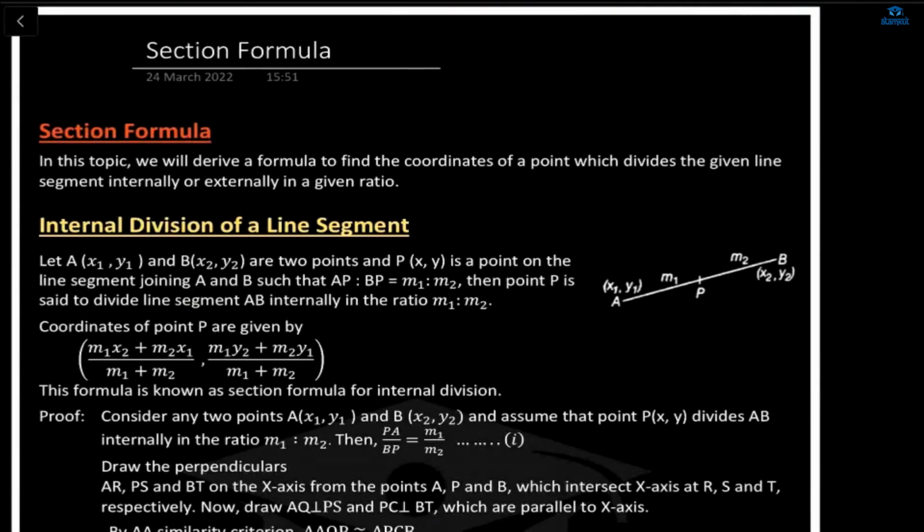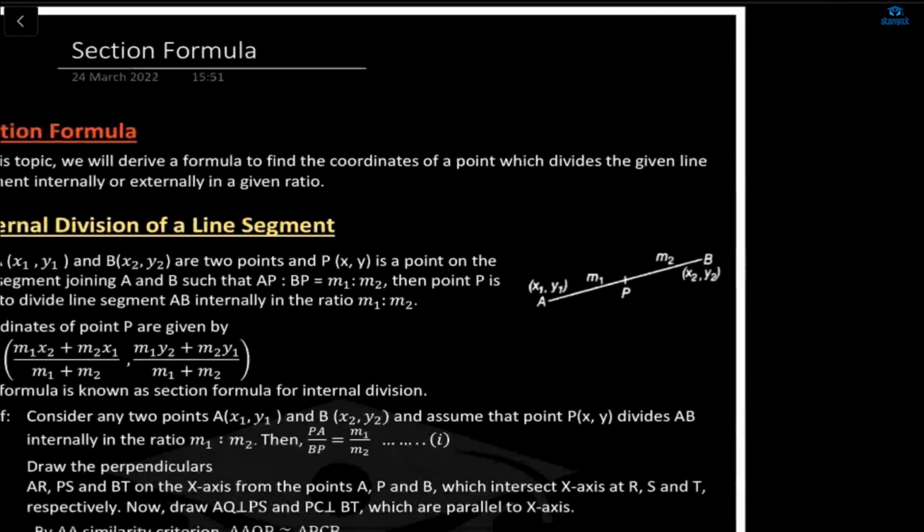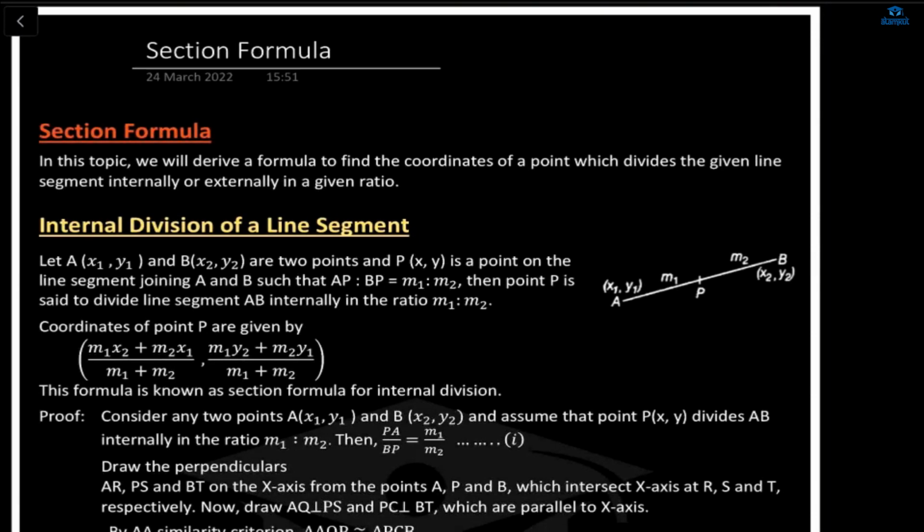Now let's start with the section formula. What is the section formula? From the name, section means a part. In the section formula, we find the coordinates of a point which divides a line in two parts in a definite ratio. We will derive a formula to find the coordinates of a point which divides a given line segment internally or externally in a given ratio. There will be a slight change when the point divides the line segment internally and externally. The main thing will be the same, only the sign will change. I will tell you.